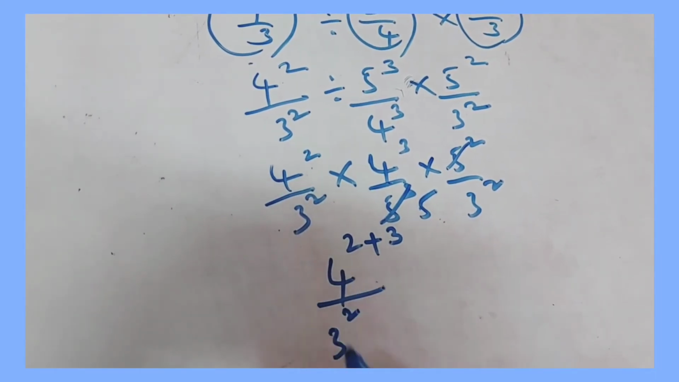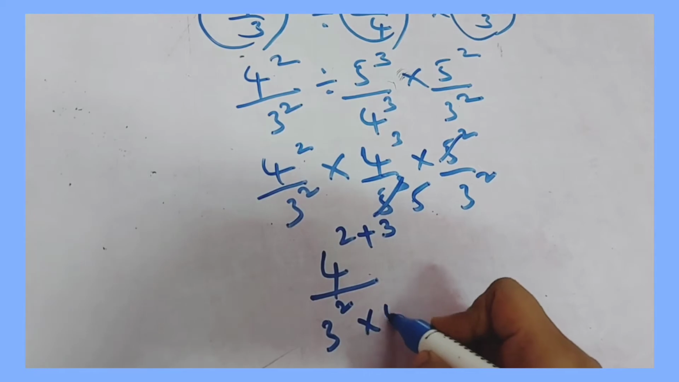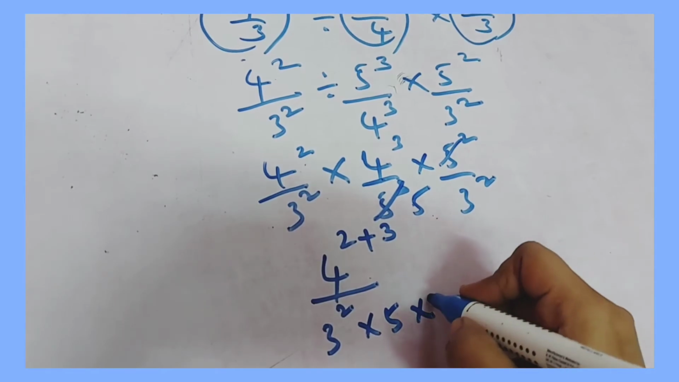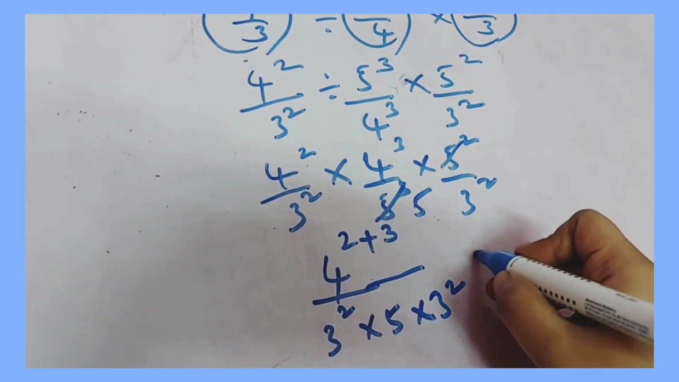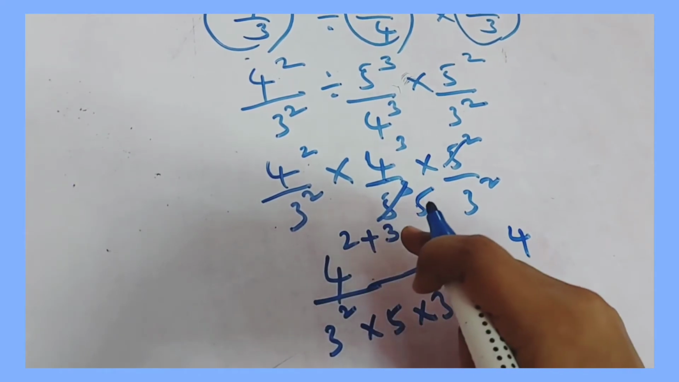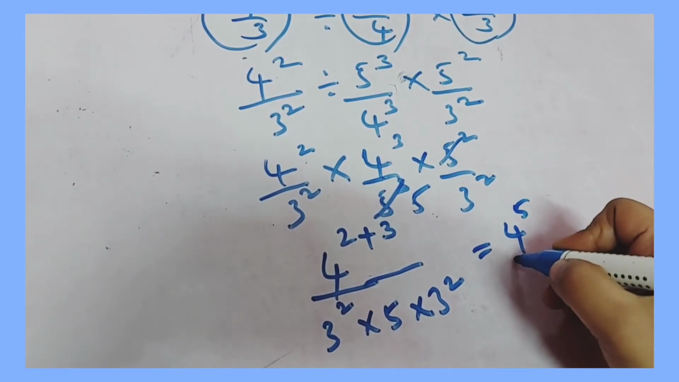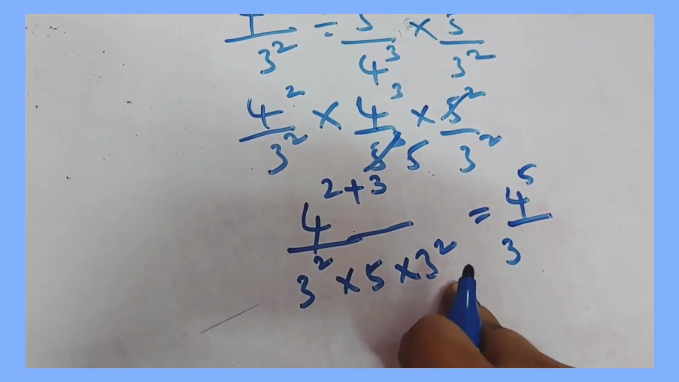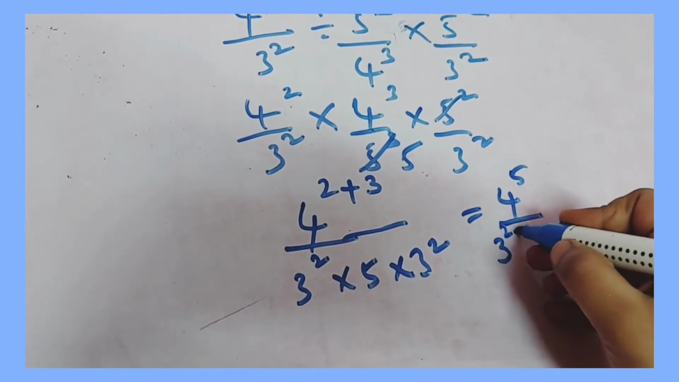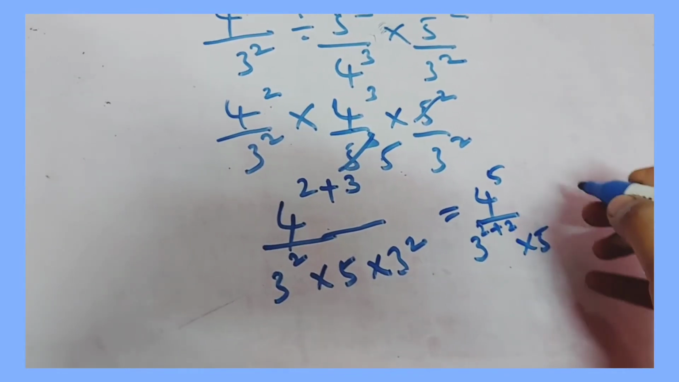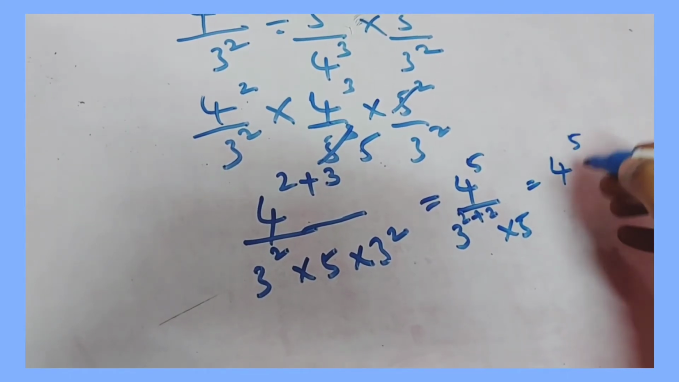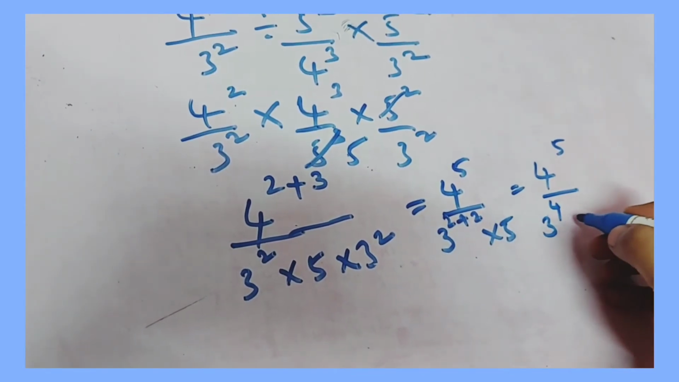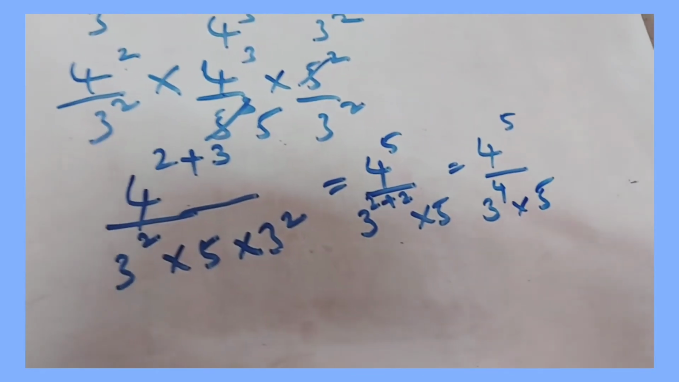3 square into 5. Then 3 square is there again. So again what you have to do? 4^(2+3) is 4^5 by, here also you have to take the same formula. 3^(2+2). If the bases are same, power should be added, into 5. It is 4^5 by 3^4, since 2 plus 2 is 4, into 5. So this is the answer.